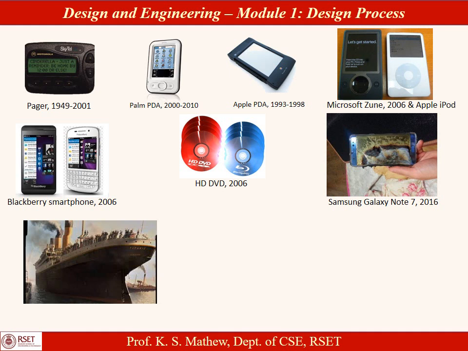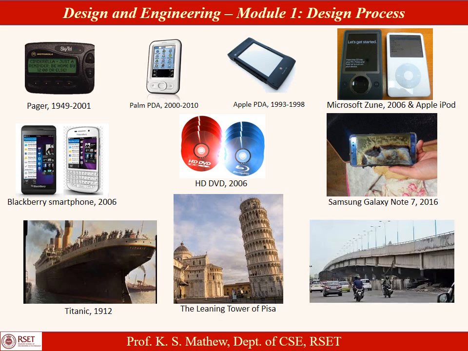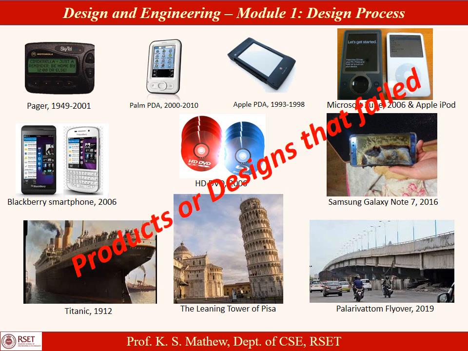This is the famous Titanic ship, which sank on its first journey because of some problems in the design. It met with an accident. It hit an iceberg, and that created the problem, but the design was also having some problem. That's why it sank. This is the Leaning Tower of Pisa. It's again a problem with the design. That's why it slanted. There is a famous Palladio bridge. All of you are aware of it. So these are the products or designs that failed in the market.